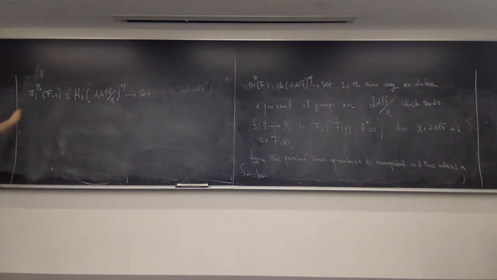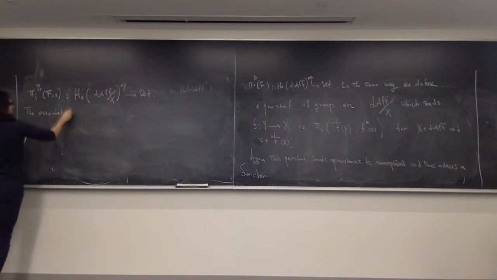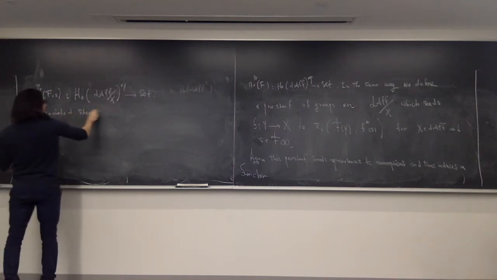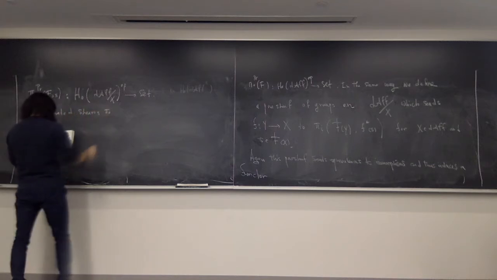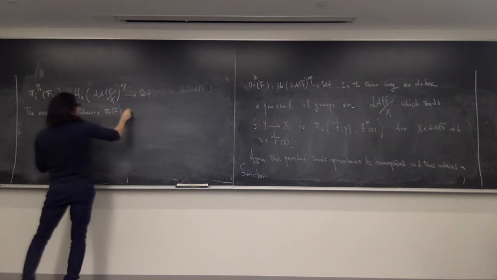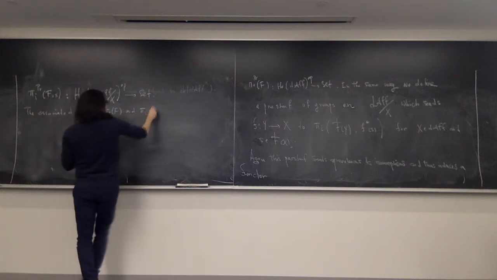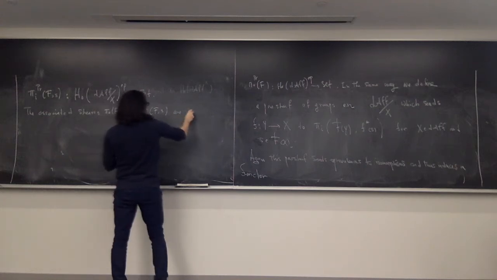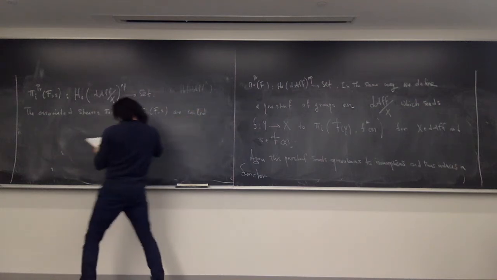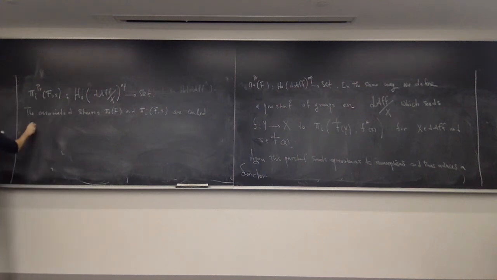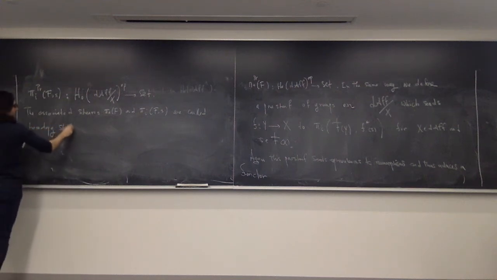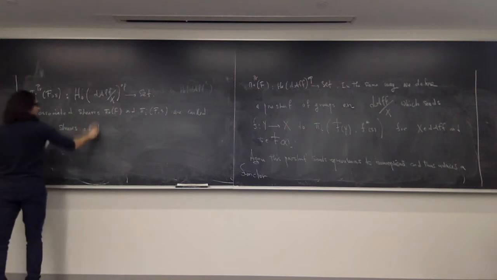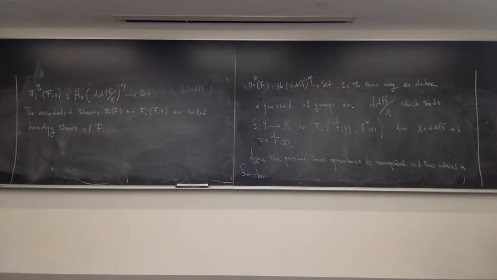The associated sheaves pi 0 of F and pi I of F and S are called homotopy sheaves of F.